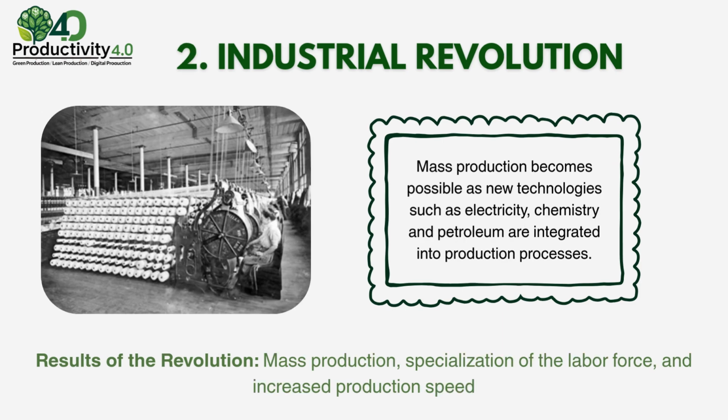In the second stage of the Industrial Revolution, the integration of electricity, chemistry, and petroleum into production processes made mass production possible. This development significantly increased production capacity and paved the way for labor specialization. With the introduction of assembly lines in factories, production speed increased while costs decreased. During this period, industrialization became more widespread and new job fields emerged. Additionally, major transformations occurred in labor structures. This stage laid the groundwork for the era of digitalization.